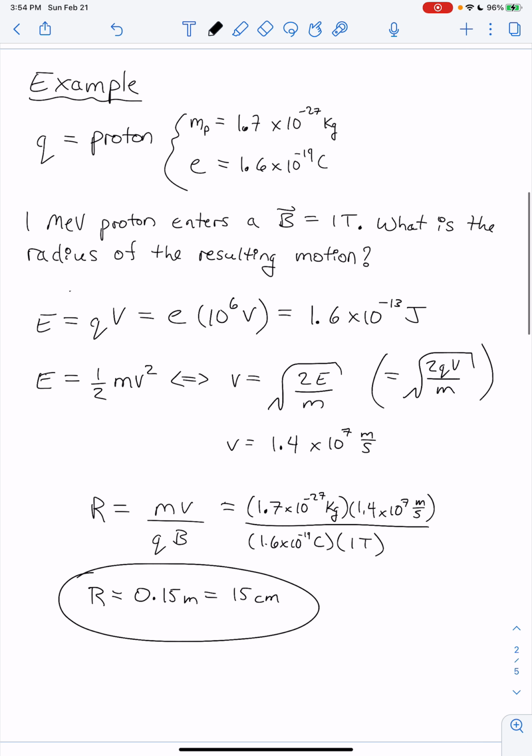All right, so that's not so bad. The trick here was to be able to extract out the velocity from our energy of the proton.